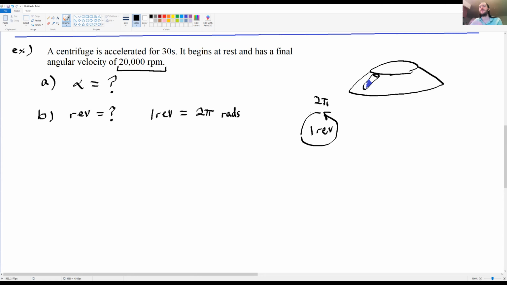So I'll go ahead and let you guys calculate. I'll give you a couple minutes here to calculate alpha and the revolutions. And I'll just be here. I can answer any questions if you guys have any. And I'll also write some stuff down as you make progress there.